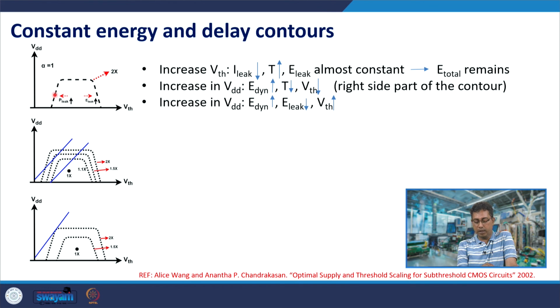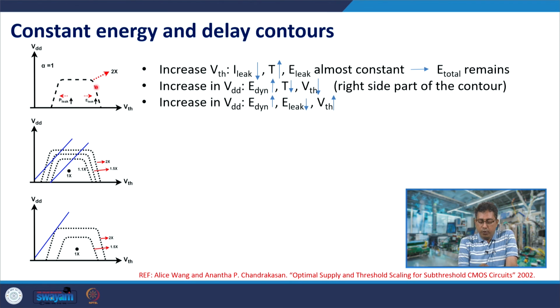So, I total remains constant. That is how you can explain this. Here with an increase in VDD, you would find that dynamic energy increases, and so the time period reduces, and threshold voltage therefore can be reduced. So, the threshold voltage also can be reduced.